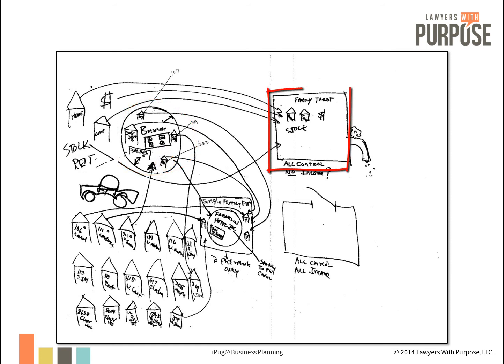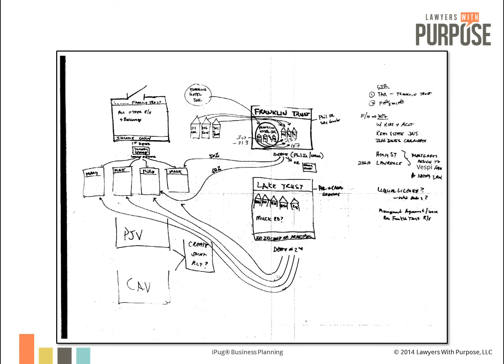Remember, they had already created the master IPUG at this point, which is the family trust at the top right. Then they had to decide, are they going to put them in a box, or are they going to put multiple bubbles to put the real estate in? This is the diagram that was done at the end of the meeting.